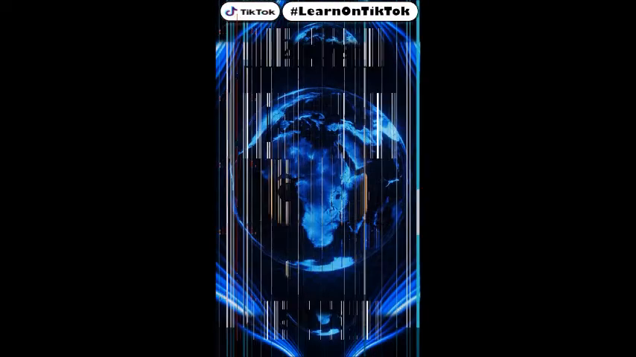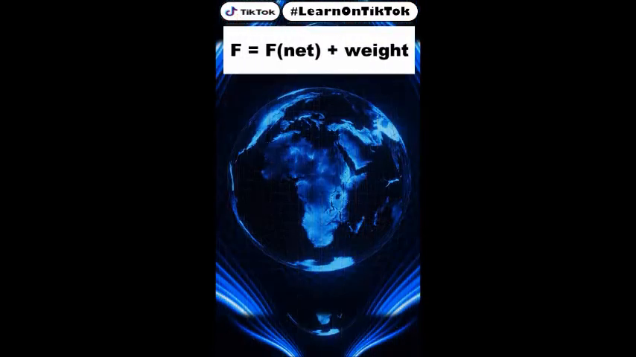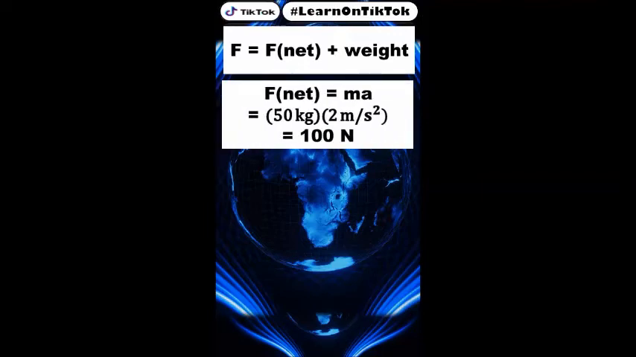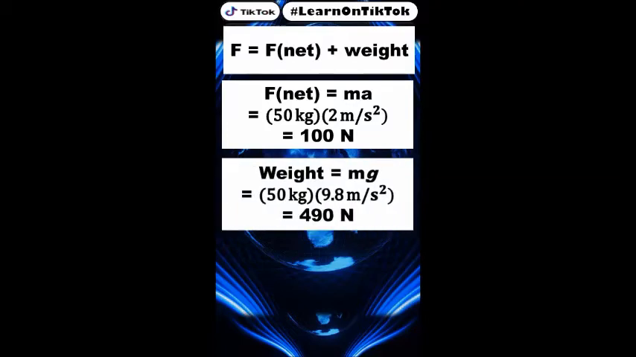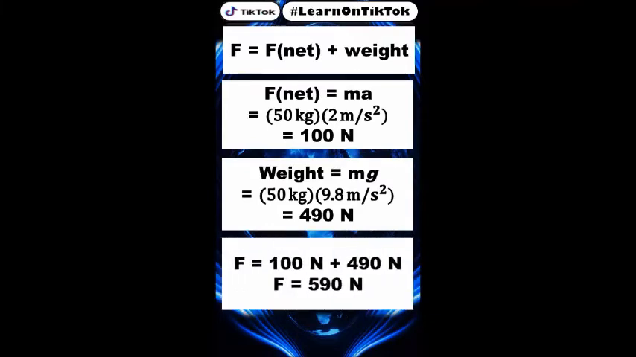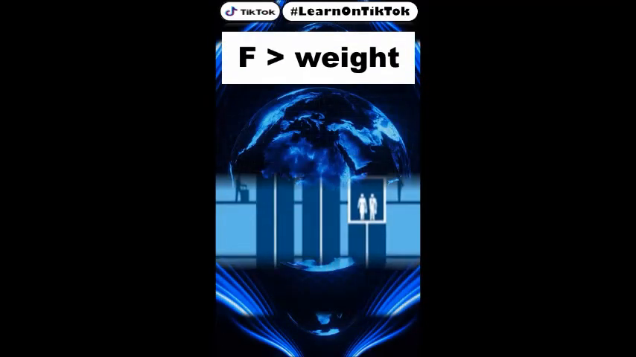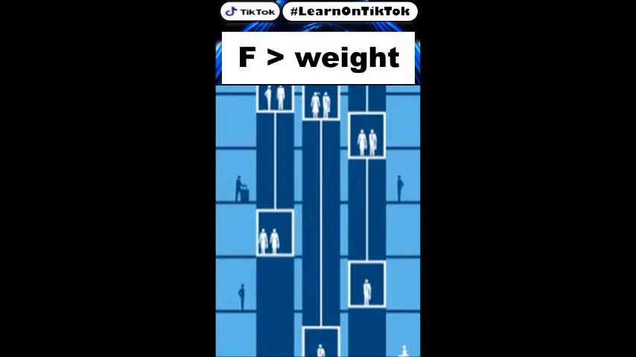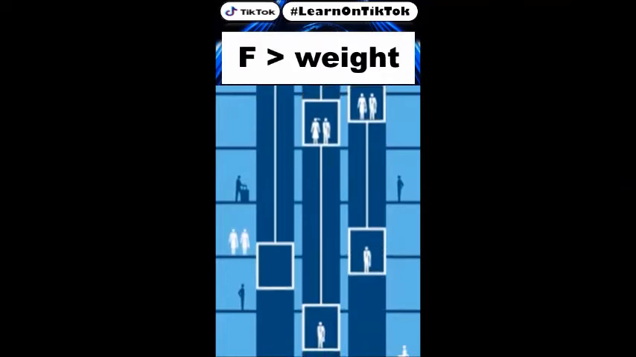To calculate, the support force is the sum of the net force from the elevator's acceleration and Ted's weight. The net force is 50 kilograms times 2 meters per second squared. Weight is equal to 50 kilograms times 9.8 meters per second squared. Therefore, the support force is equal to 590 newtons. The support force is greater than the weight. That's why we feel heavier when the elevator accelerates upward. The downward gravitational force needs to balance with the upward forces, or the elevator's acceleration.